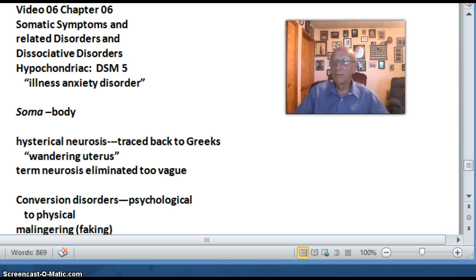Now, soma meaning body, if we go back in history a number of years ago to the Greeks, possibly even to the Egyptians, we find that the term hysterical neurosis can be traced back this far. And basically what it means is the wandering uterus. This is what Hippocrates stated would cause hysteria in women acting a little bit differently, a little bit abnormally. And the reason for this is the uterus was going in the body looking for a child.